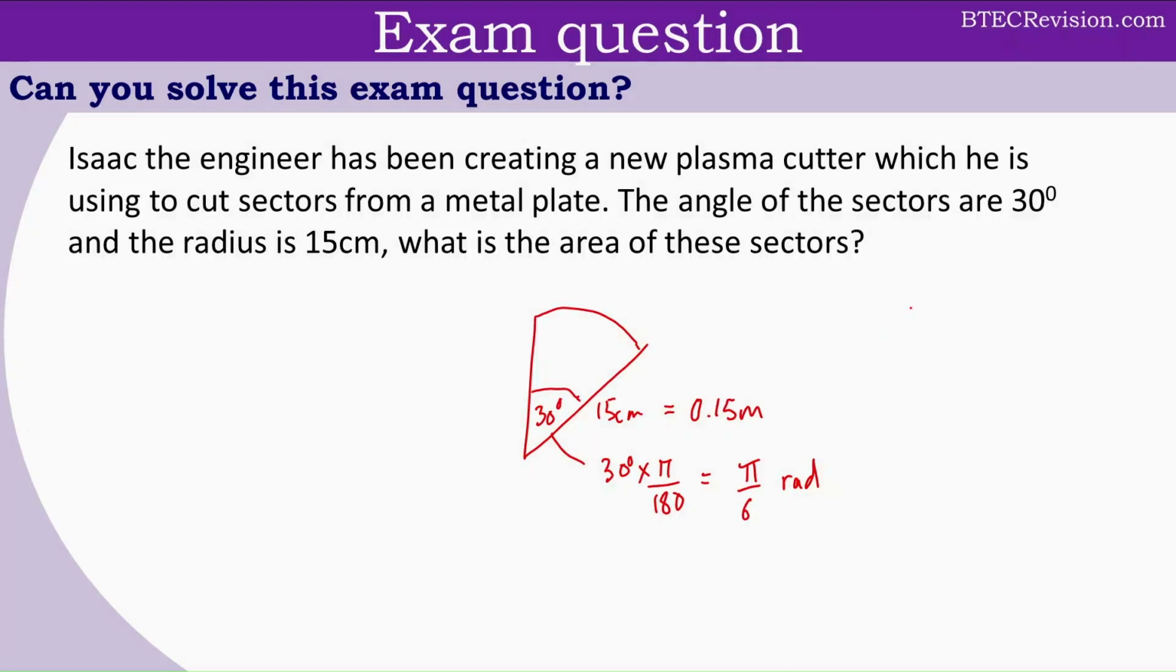Now we can plug this into our equation. Area is equal to a half r squared theta, and that's equal to a half times the radius of 0.15 squared times pi over 6, and that's equal to 5.89 times 10 to the power of minus 3 meters squared.